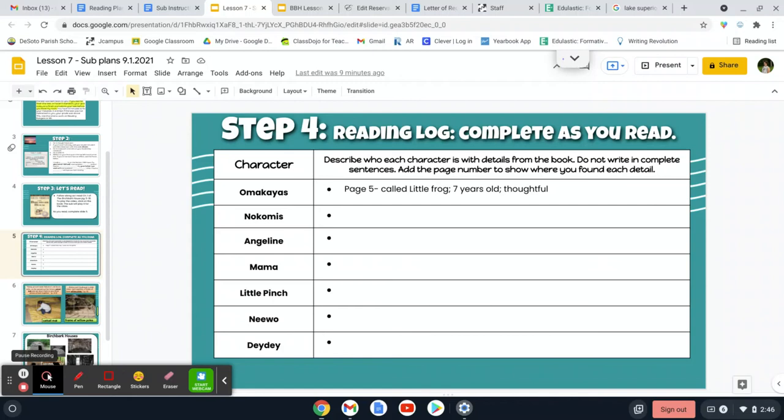Okay, I want you to start thinking about Omachias and her character. What kind of characteristics does she have?